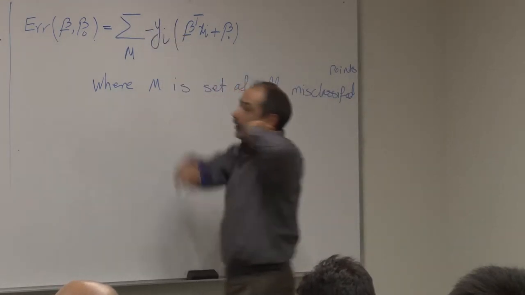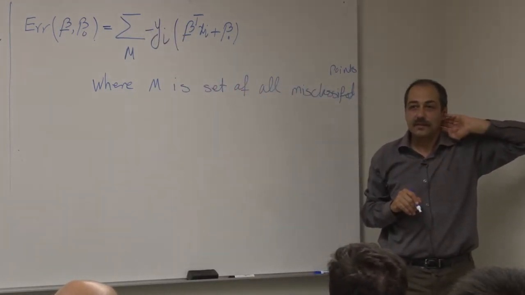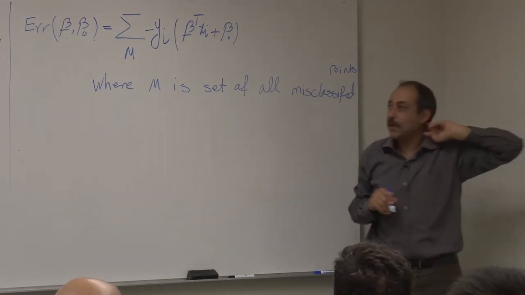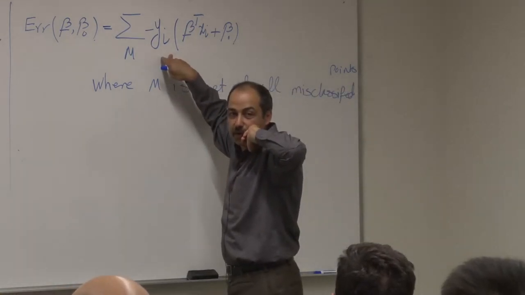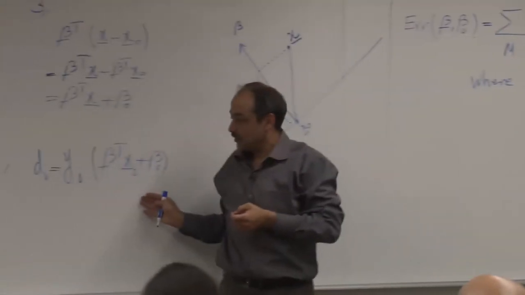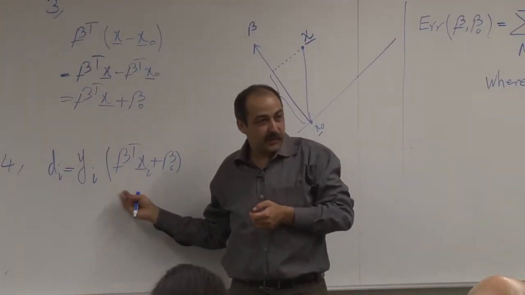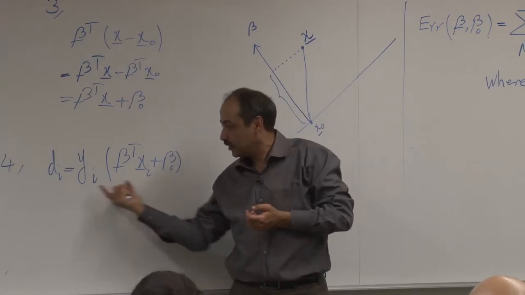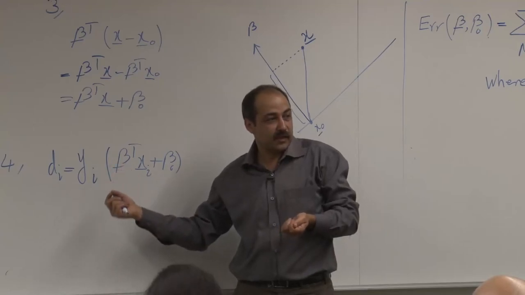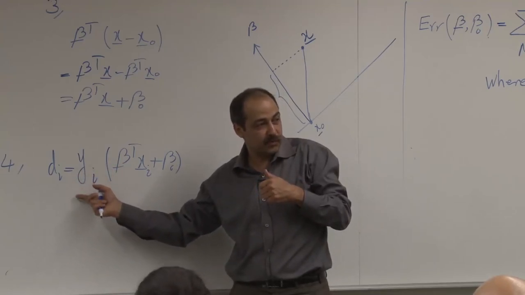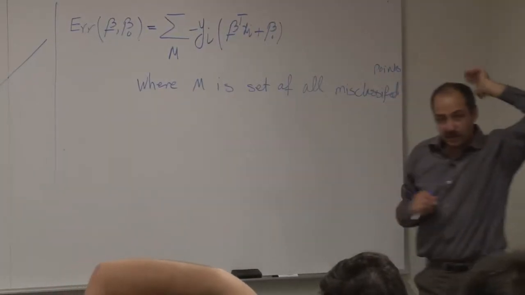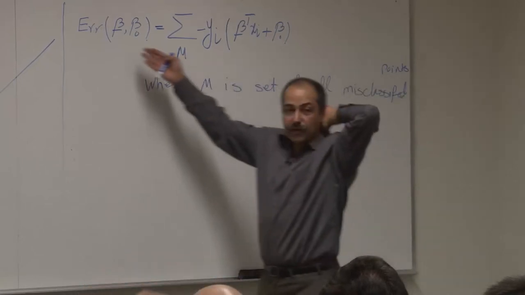Actually, I need a negative sign here as well. Do you know why? Because the error should be positive. I'm talking about misclassified points, which are on the wrong side. yi times this is the distance when both are on the right side: this is positive, this is positive; this is negative, this is negative. But when a point is misclassified, it's on the wrong side. It's positive, but the label should be negative, and vice versa. So I need a negative sign here to make sure these are positive. Okay, so that's my error function.